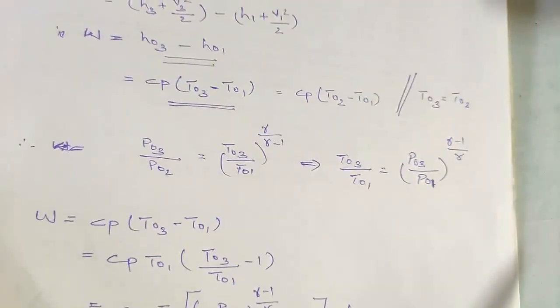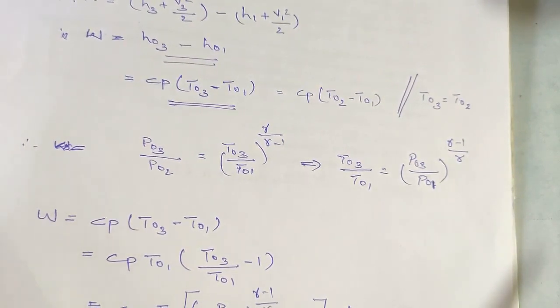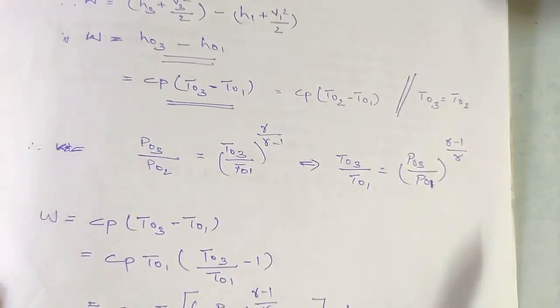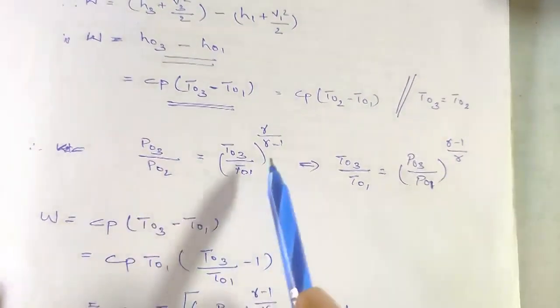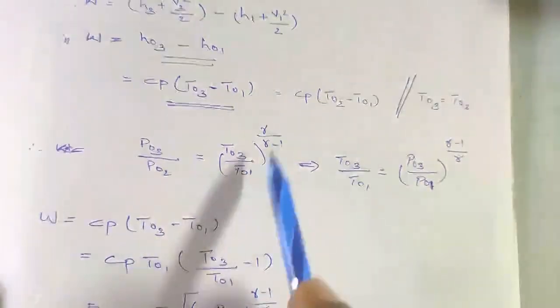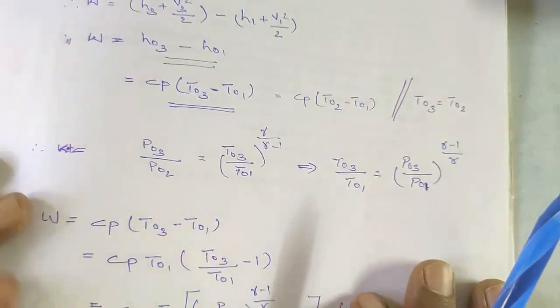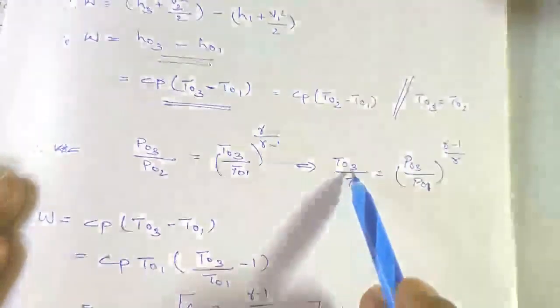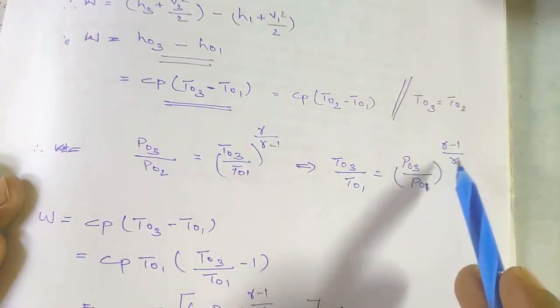Now, considering the process inside the compressor from 1 to 3 as an adiabatic process, P03 by P01 is equal to T03 by T01 all raised to gamma by gamma minus 1, which is the adiabatic equation for the pressure ratio. So what will be T03 by T01? It will be equal to P03 by P01 all raised to gamma minus 1 by gamma.